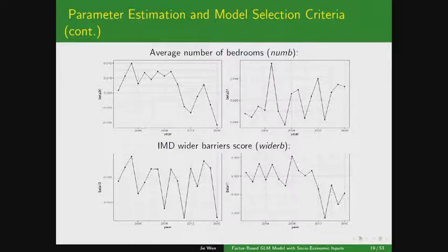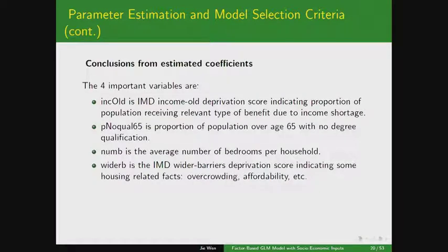And we can see the average number of bedrooms has a negative scale, which corresponds to our common sense, because a bigger house means higher income or a better living environment, which should have lower mortality. And the IMD wider barrier score here has a negative sign as well, which is a bit counterintuitive. I will explain it later on. So here is just a flashback of what the fraud predictor means.